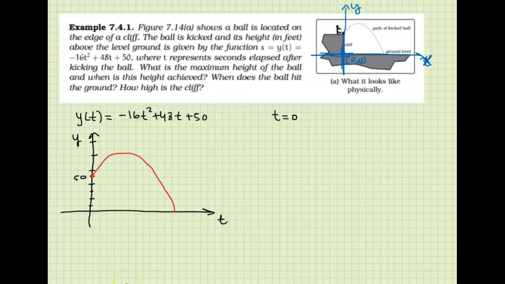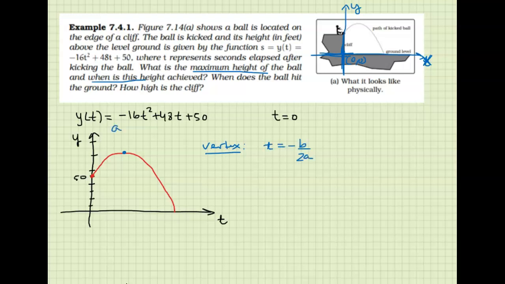So the first question is, what is the maximum height of the ball and when? Okay, so the maximum is achieved at the vertex. So we need to find the coordinates of the vertex to answer that question. Anytime you have a parabola, if it's asking you for a maximum or minimum value, that's code work for find the vertex.